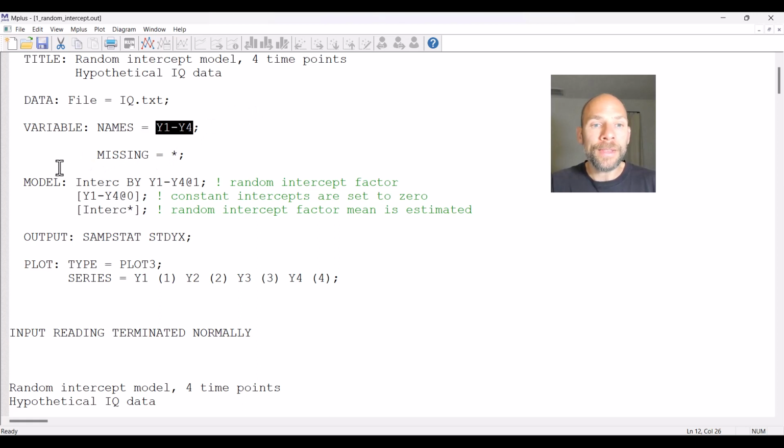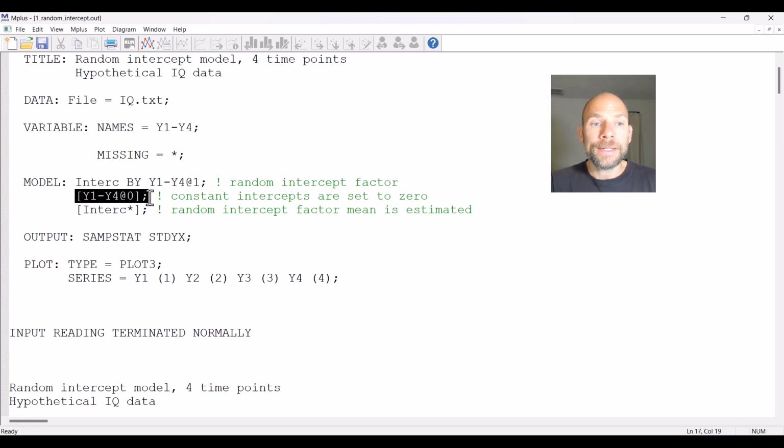Now you can see here in the model statement in Mplus, I'm specifying a factor called Intercept. That's my random intercept factor, using a BY statement. The BY statement in Mplus stands for "measured by." So the intercept factor is measured by my observed variables y1 through y4 with a fixed loading of 1 for each indicator. Every single one of those factor loadings is fixed; none of them is freely estimated. Part of the issue when we want to interpret this factor as a random intercept factor is that we have to make sure that the loadings are all equal.